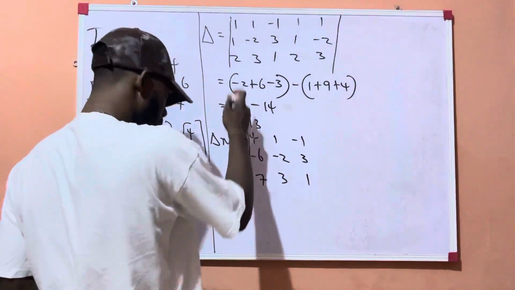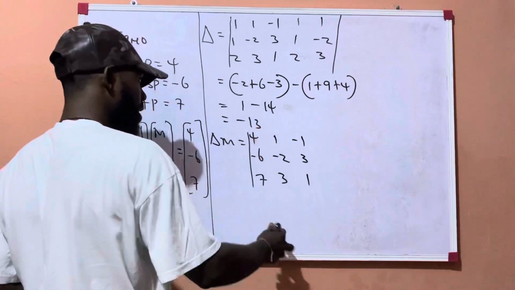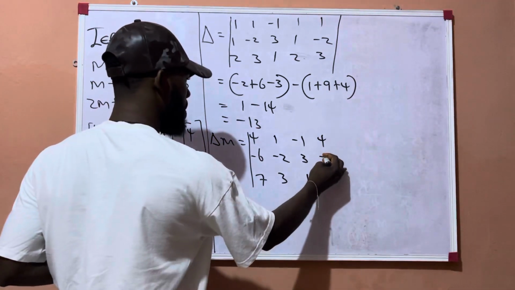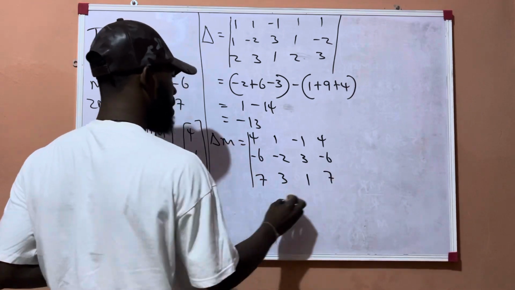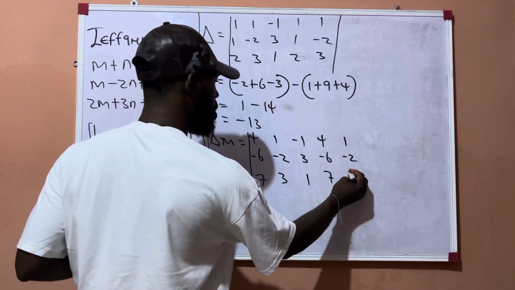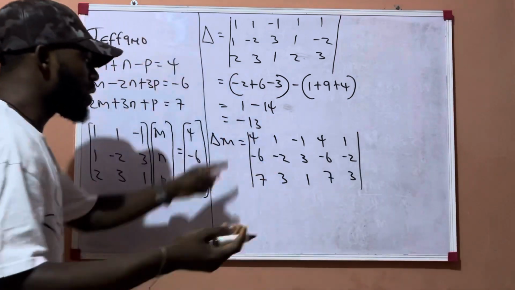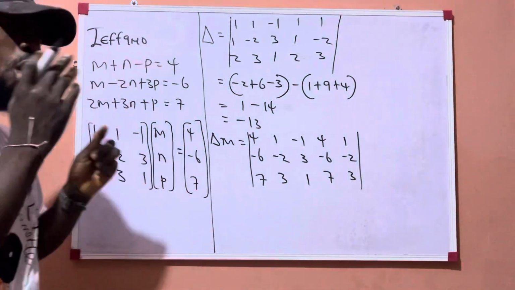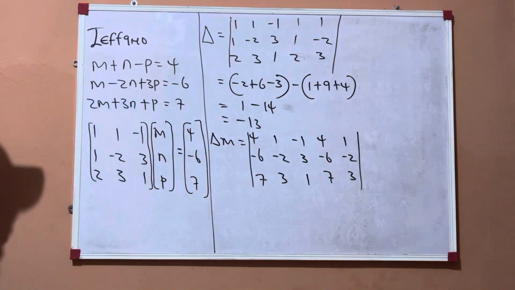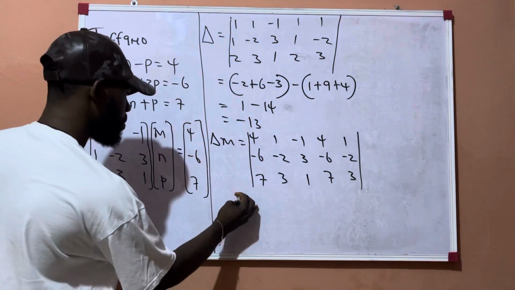Now by repeating the first 2 columns. So here becomes the first 2 columns. Yes, it remains 4, minus 6, 7. And then here also becomes 1, minus 2, and 3. Yes. Now you notice we now have 5 columns. Like I said, only repeat the first 2 columns and not the first 3. Okay. Now let us multiply through.